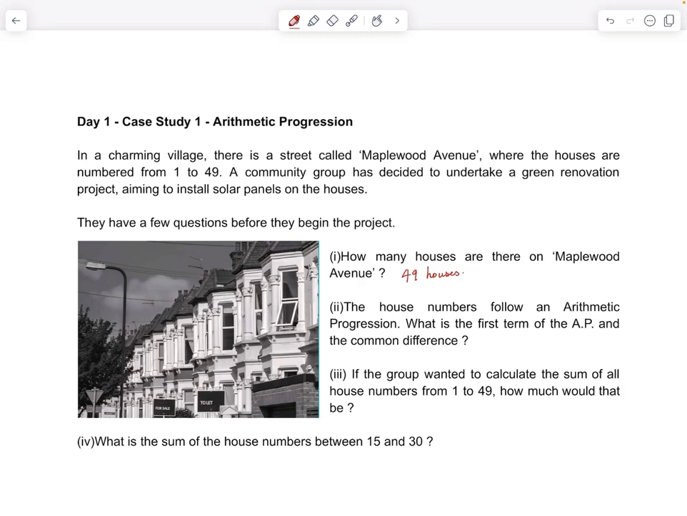So if we write the house numbers as an AP, the AP goes as 1, 2, 3 till 49. So A is the first term, 1, and the common difference is 2 minus 1, which is 1. Question 3. If the group wanted to calculate the sum of the house numbers from 1 to 49, how much would that be?